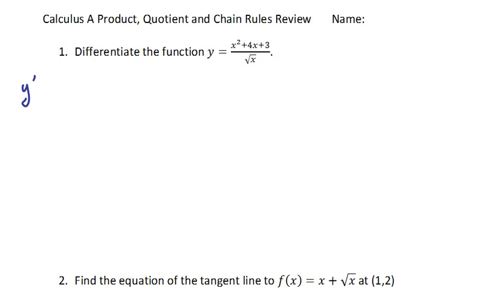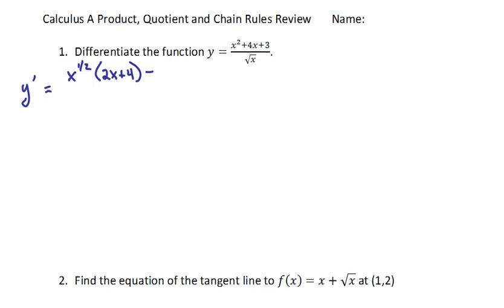So we would say y prime is equal to low, which is x to the 1/2. Now you don't need to say x to the negative 1/2. It's the function that is in the denominator. It's not the 1 over square root of x, but it's x to the 1/2 power. So it's low, d high. The derivative of the numerator is 2x plus 4.